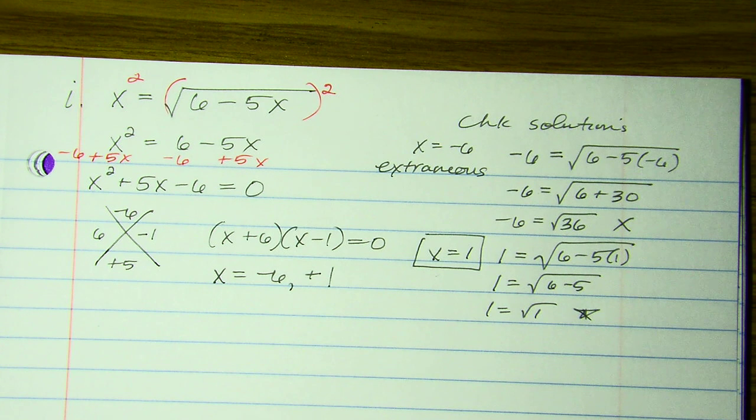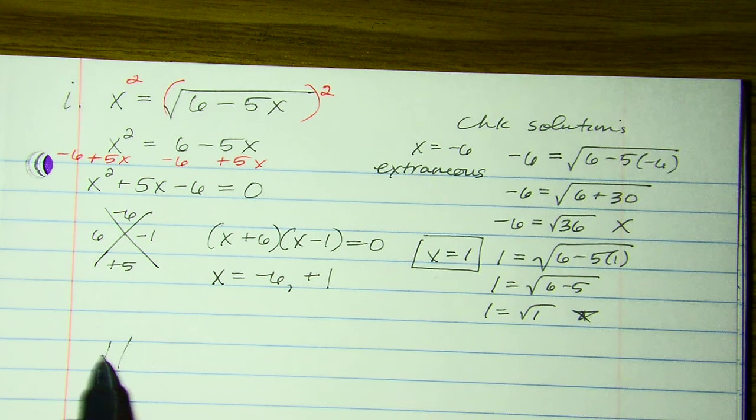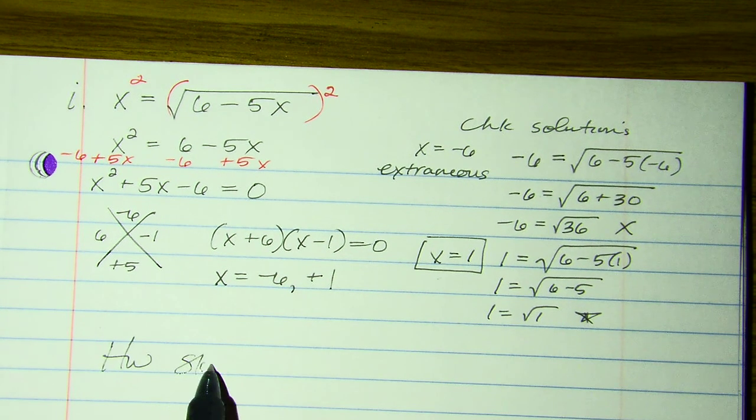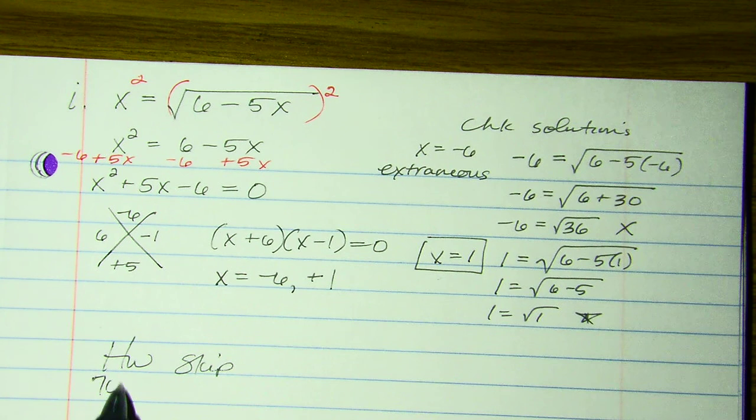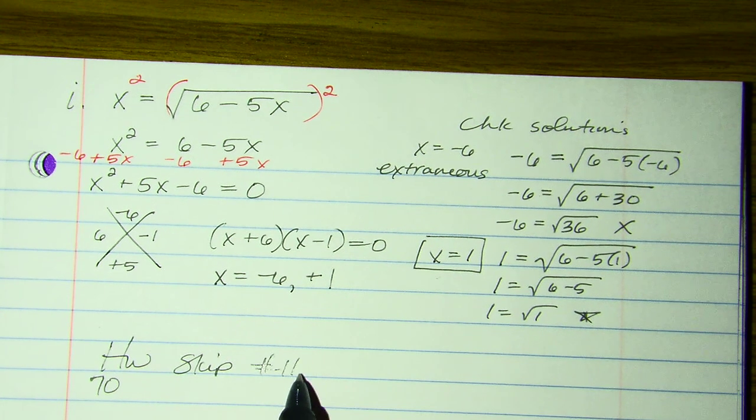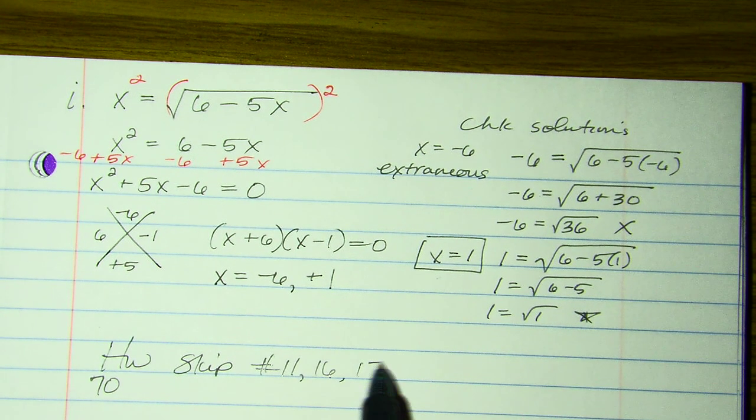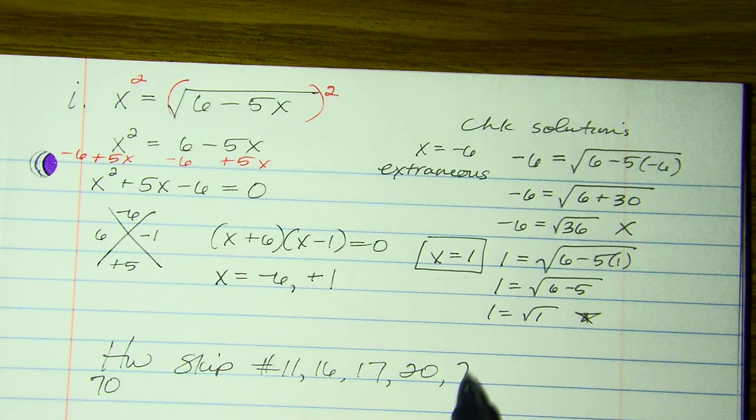So for this lesson, for homework 70, we're going to skip numbers 11, 16, 17, 20, 24, 26, and 27.